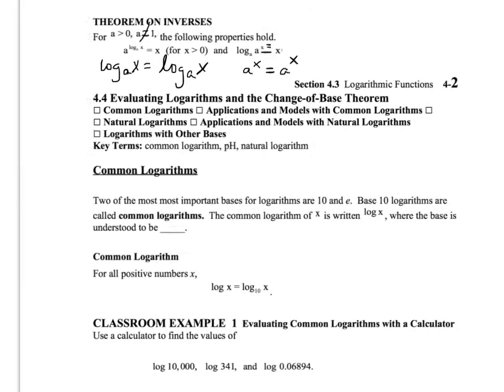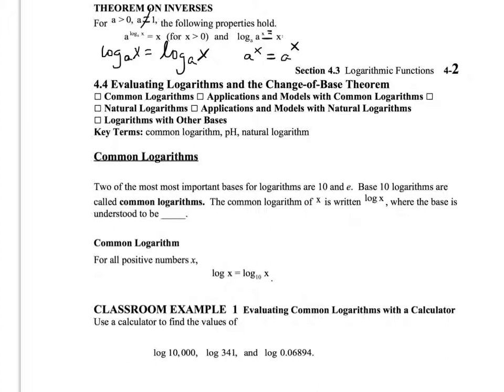Now, as we move into this next section, it's a reminder that logs, logarithms, are common logarithms, and they will automatically be understood to be base 10 unless you had a different base that was noted. In this case, we do not have a base that is noted. So log x is the same thing as log base 10 of x. Therefore, we understand the base to be 10 if we don't see one.